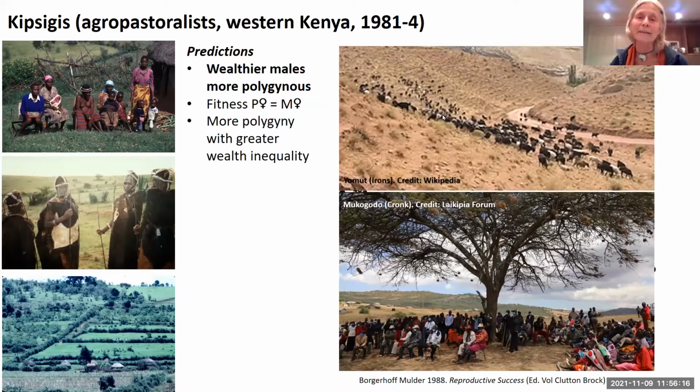We have patterns like this from all over the world. This is work from my PhD supervisor, Bill Irons, who worked with the Yomut and found associations of polygyny and livestock holding. And similar for the Mukogodo in Kenya, data from Lee Cronk's work.